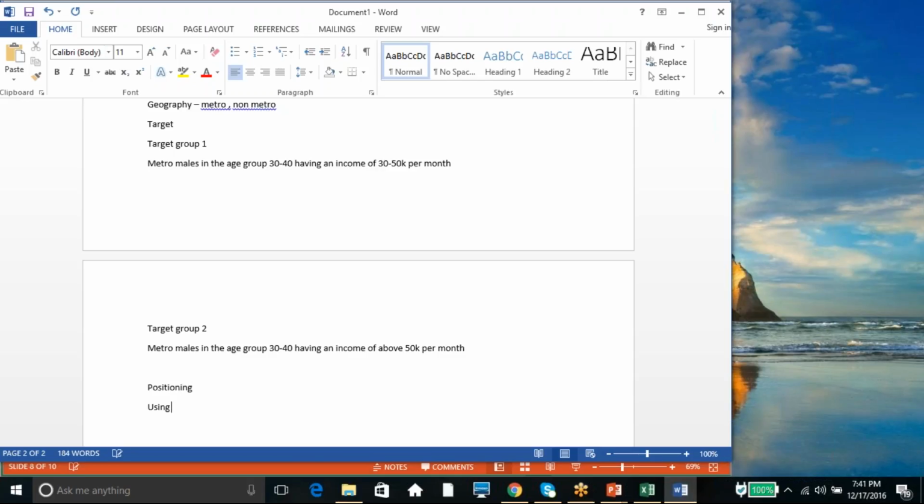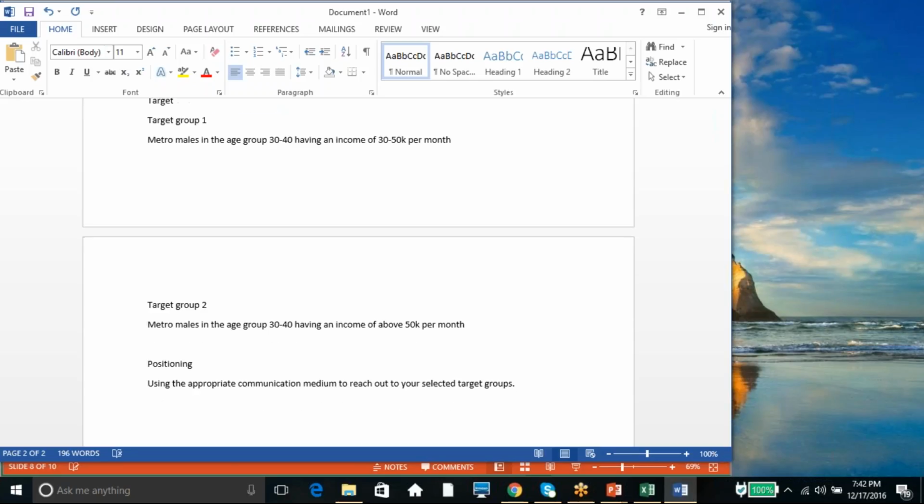Positioning means using the appropriate communication medium to reach out to your selected target groups. So for target group 1, who are in the age group of 30 to 40 and have an income of 30 to 50k, maybe Facebook will be a good medium. But in the same age group with income above 50k, maybe LinkedIn will be better.